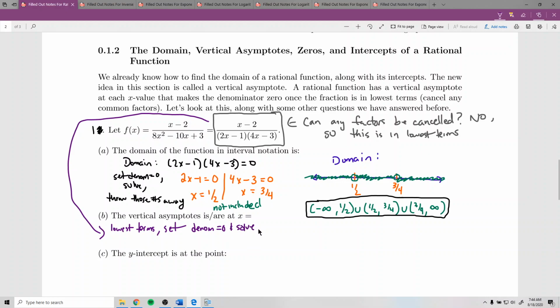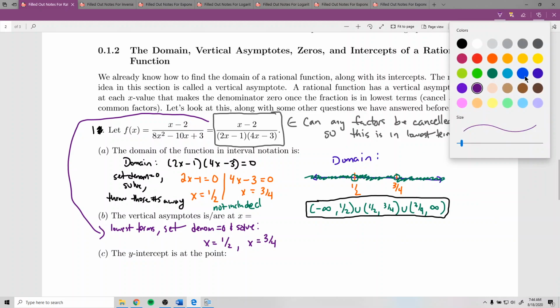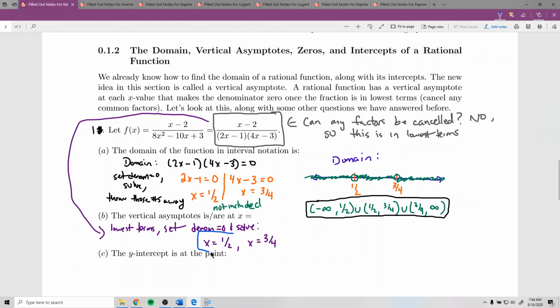Right, so the vertical asymptote and domain are very similar, except if you did have common terms, you still start with the domain looking at the original denominator equals 0, and then the vertical asymptote is after you cancel any common factors. But since the denominator is the same as above, it's going to be the same numbers, 1/2 and 3/4. Right, and so those are the answers. X equals 1/2 and x equals 3/4.